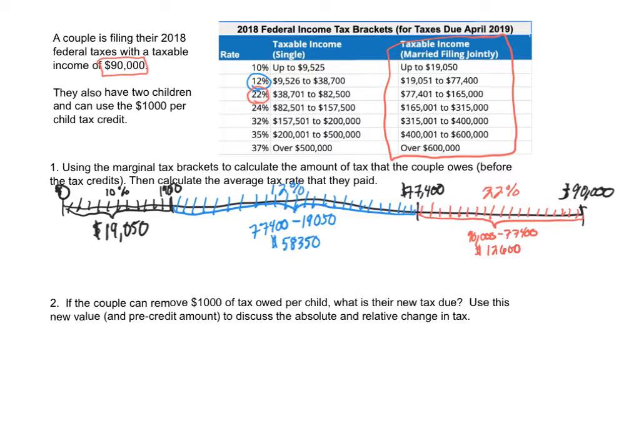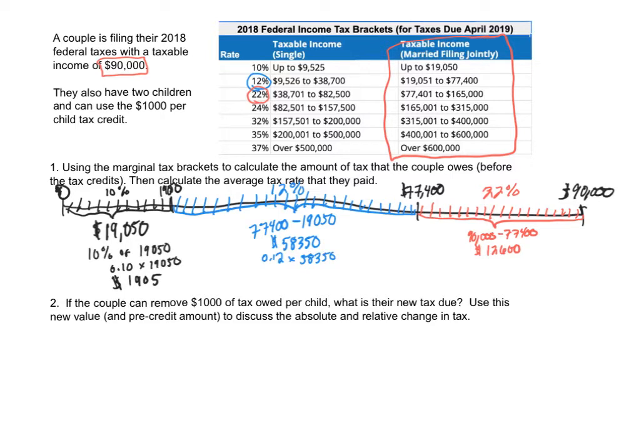Now I'm going to find 10% of $19,050, which is 0.10 times that amount. What we should get is $1,905. So they need to pay $1,905 in taxes for the first $19,050. Next, they made $58,350 within this next bracket, so they need to pay 12% of that. If I multiply 12% times that amount, let's see what we get.